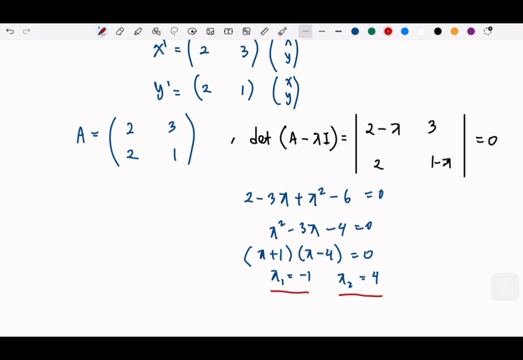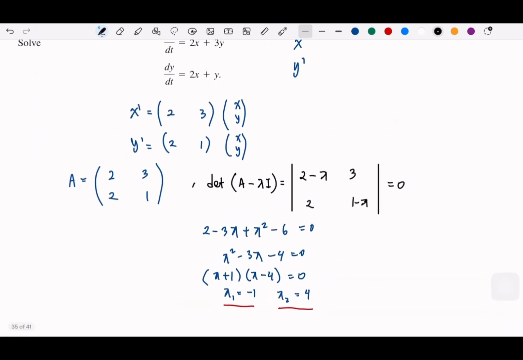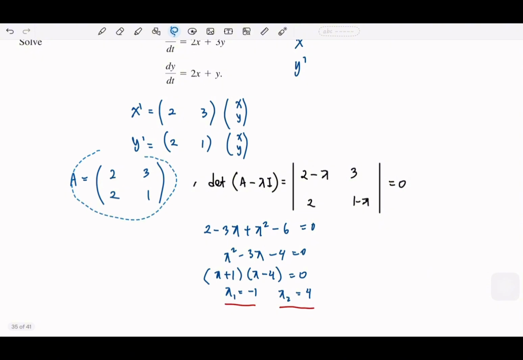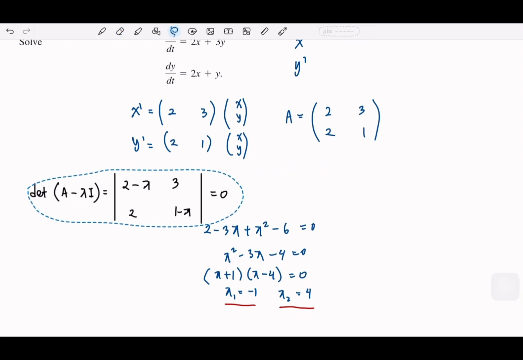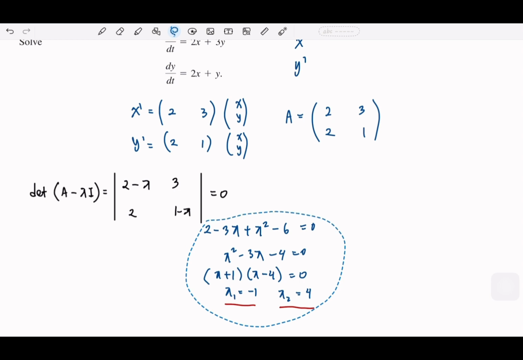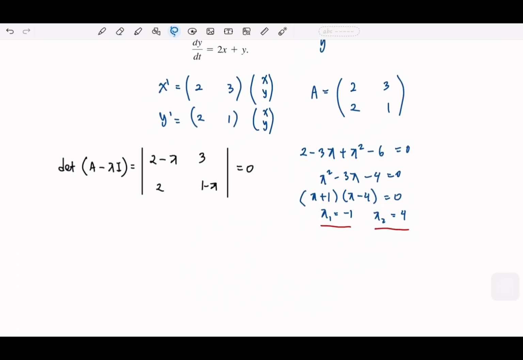Okay, now we check each lambda. I think I will write this here. And this will be going over there. This will be going over here. Okay, I think that will be better. And then we check each one of the eigenvalues.